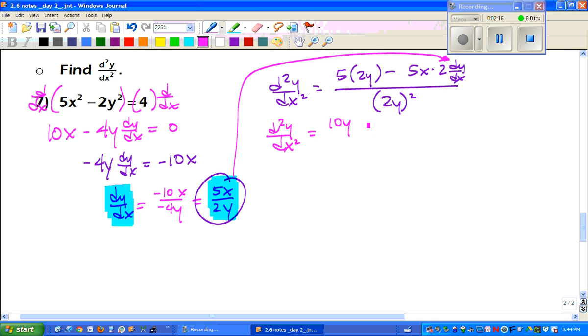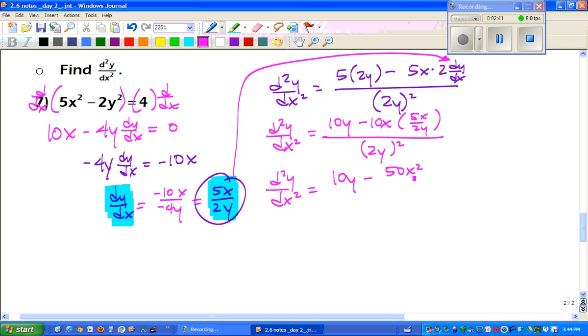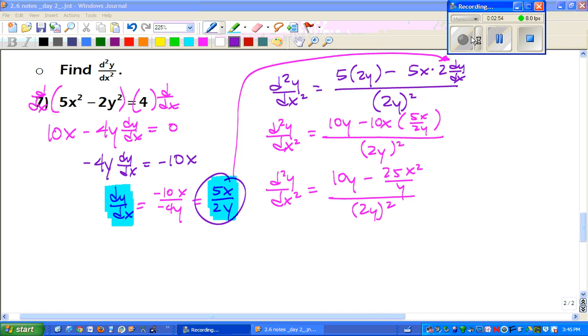So we end up with 10y minus 10x times dy/dx. So we're going to multiply by 5x over 2y. And that's all over 2y squared. So I can multiply these two together now. We have 10y minus 50x squared over 2y, so really that should be 25x squared over y. The 2 will simplify, all over 2y squared.